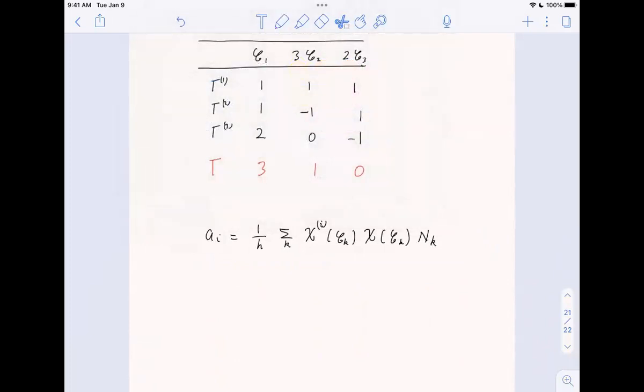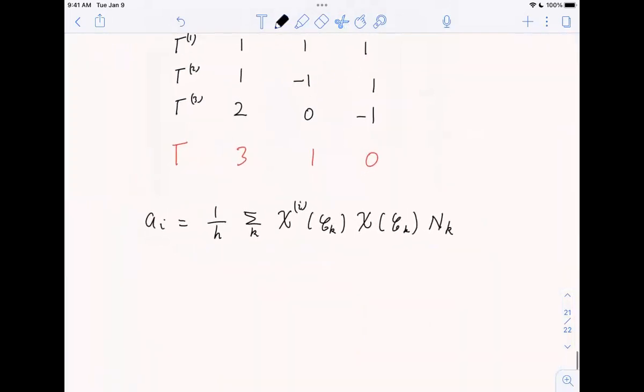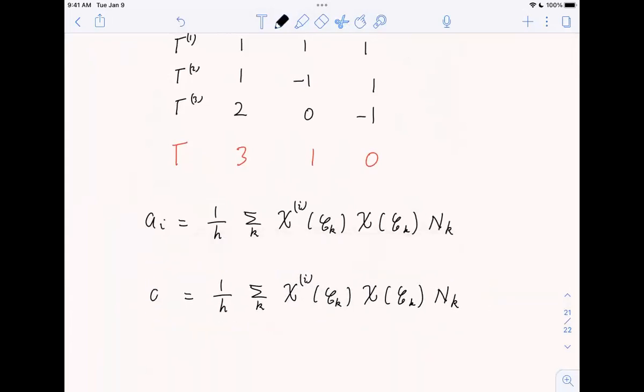So we're going to use this relationship. So let's do it one by one. Okay, so let's do it A1. Let's get the first one. Then this will be 1.